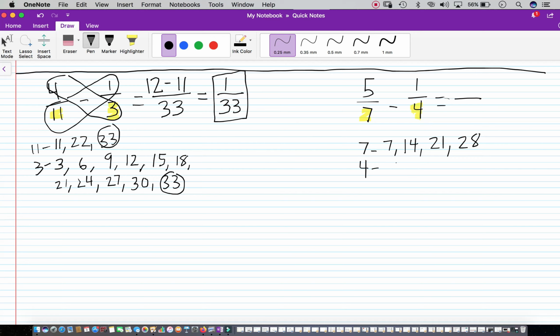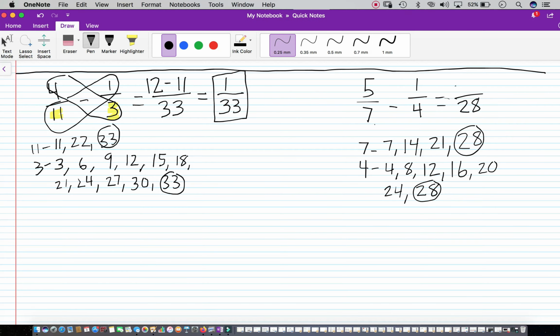And let's do our multiples of 4. 4 times 1. 4 times 2. 4 times 3. Next. 4 times 5. 4 times 6. 4 times 7. Bingo. Looks like we have a winner. 28. Great job. So 28 will now be our common denominator.